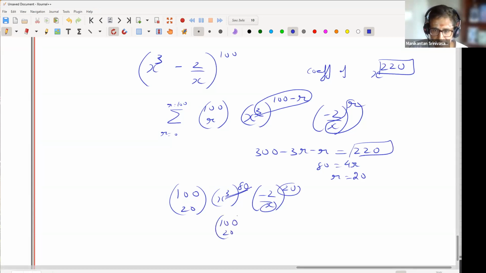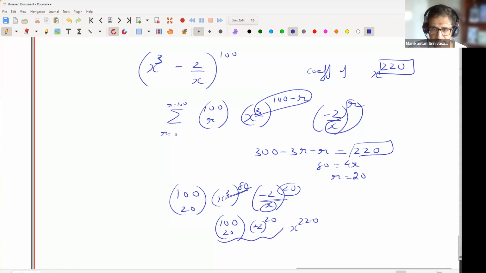The coefficient would be 100 choose 20 times the minus 2 power 20. That should not be ignored, right? So this minus 2 power 20 is anyway 2 power 20, so I can just put plus. And then this is the coefficient that we are seeking.